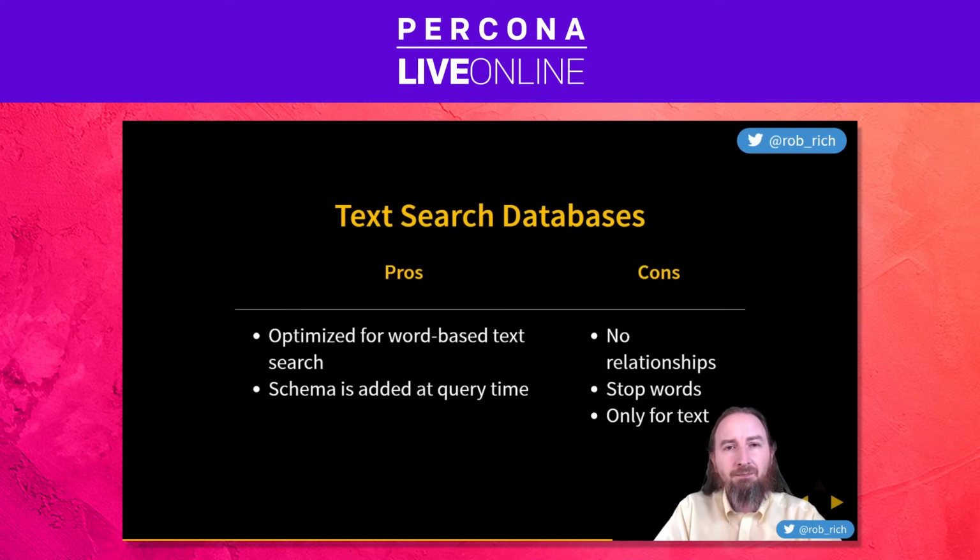On the downside, it's not great if I want to do other types of things. If I want to filter by all of the content only in a particular region or only specific to a particular domain, I probably need to store that data in a relational database and pre-filter the documents that I'm going to check in my text search database.